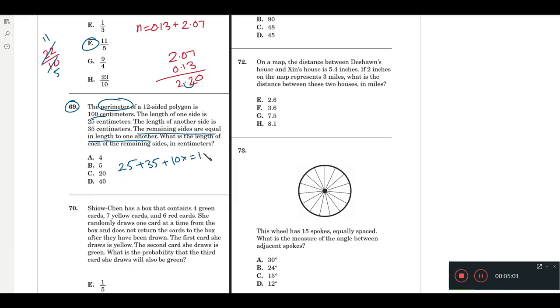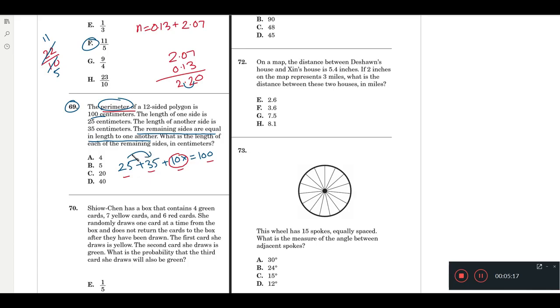100, because that's the perimeter of the 12-sided shape. Look at this. This is the first side, the second side, and the rest of the 10 sides. All of them add up to what? 100. That's the perimeter. Now we just solve the equation. What are you going to get?